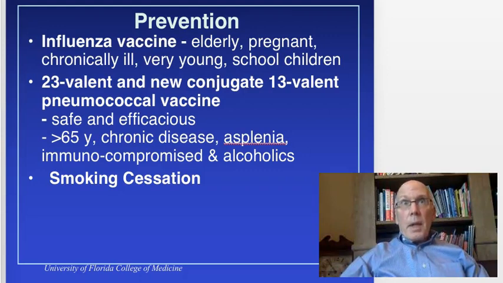Influenza vaccine should be given annually to the elderly, pregnant women, the chronically ill, the very young, and school children. Pneumococcal vaccines are very safe and efficacious, and there are 2 of these now given, the 23-valent and the new conjugated 13-valent pneumococcal vaccine. They should be given for those who are over 65, those with chronic disease, asplenia, immunocompromised, and to alcoholics. Another very important preventive measure for those who are smokers is smoking cessation.